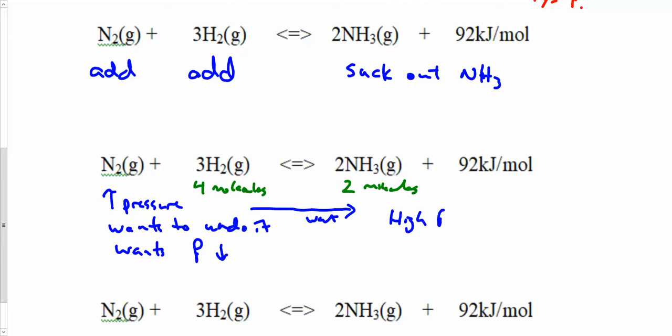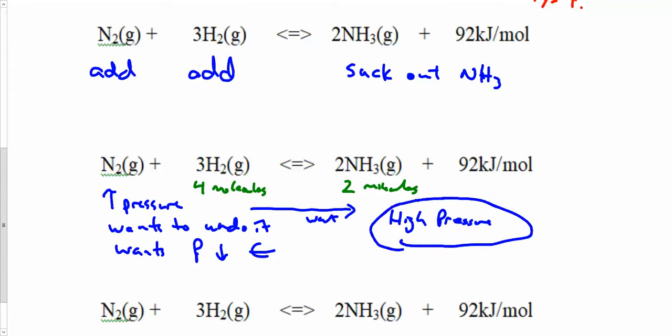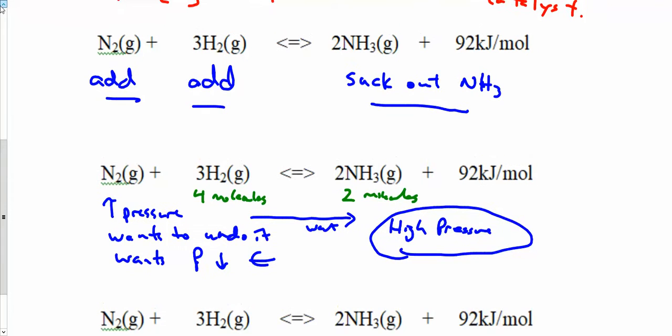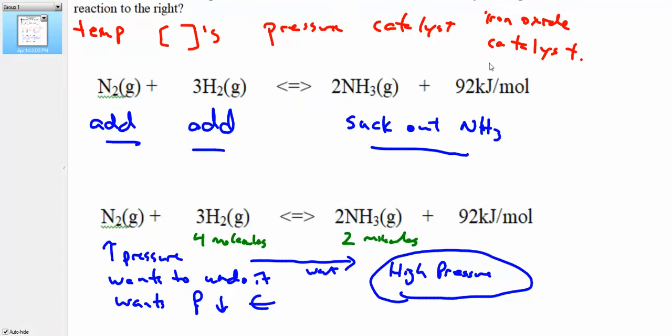Pressure goes up, this system doesn't like it, it will shift to the right so that 4 become 2, 4 become 2, 4 become 2, and eventually I have fewer molecules in the container and the pressure starts to go back down again. So I want to do it under high pressure. I want to suck out NH3 and I want to add these in. I want to put in an iron oxide catalyst.